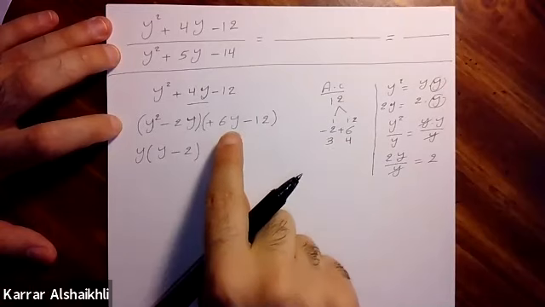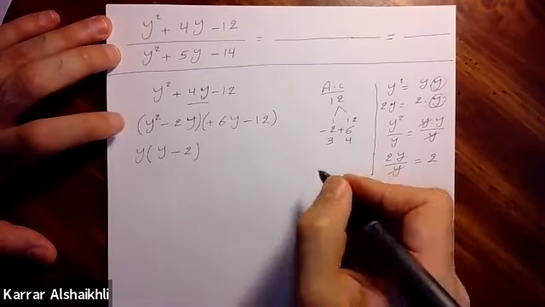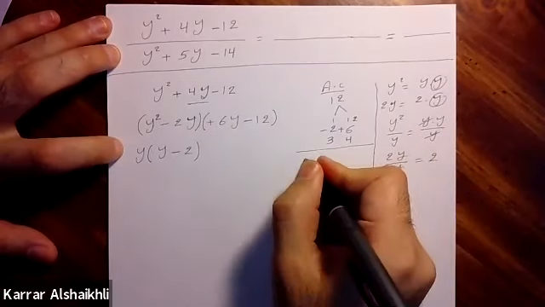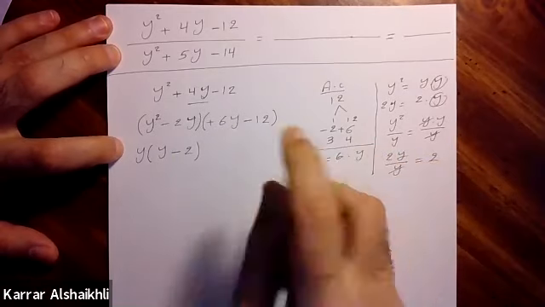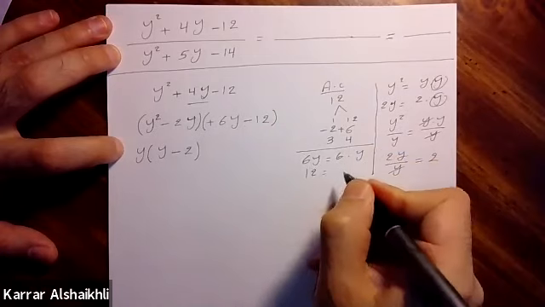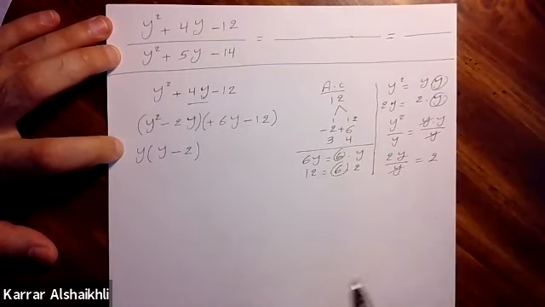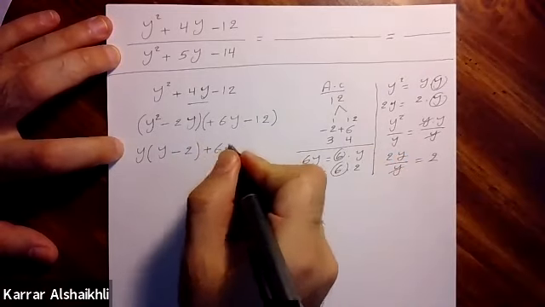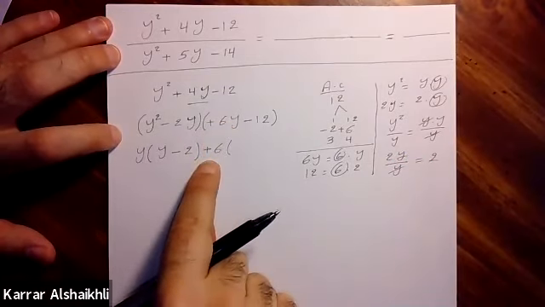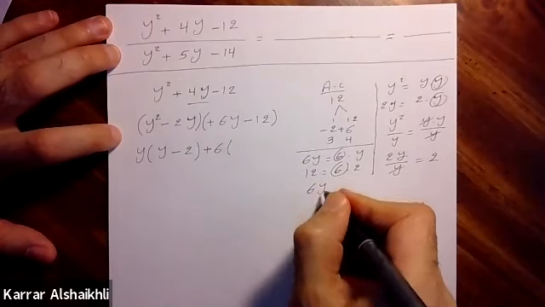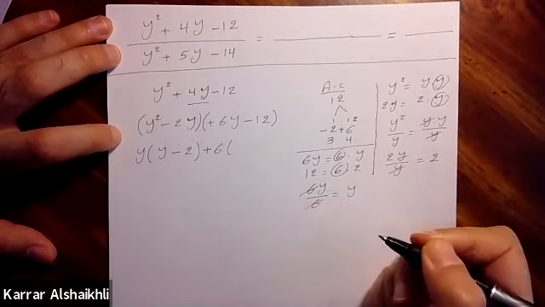What's the common between 6y and 12? You can do the same thing here. 6y, which is 6 times y, and 12, which is 6 times 2. So the common is 6. So I'm going to write down plus 6. Then I'm going to start dividing. 6y divided by 6 is going to be just y, because we're going to cancel the 6.